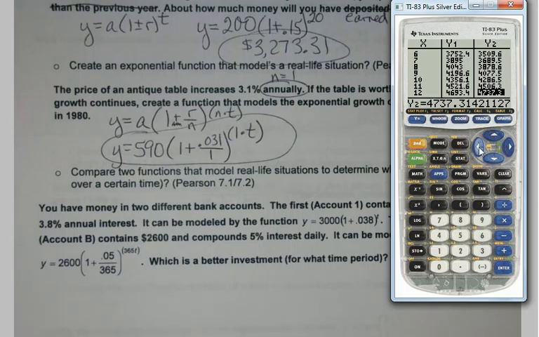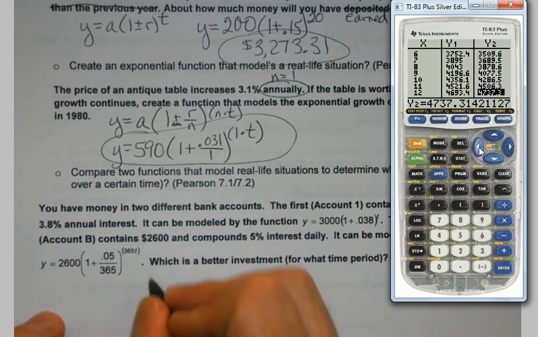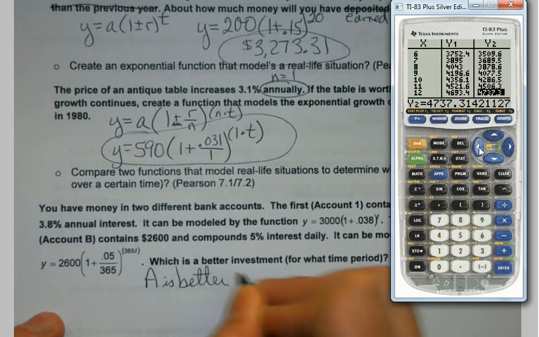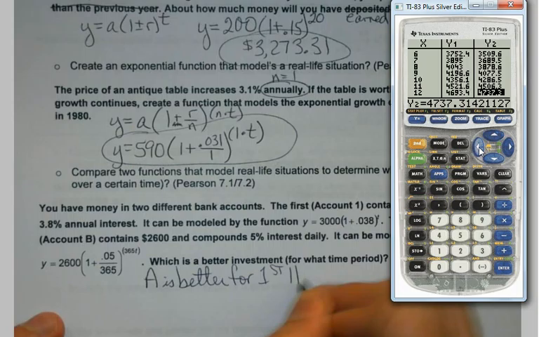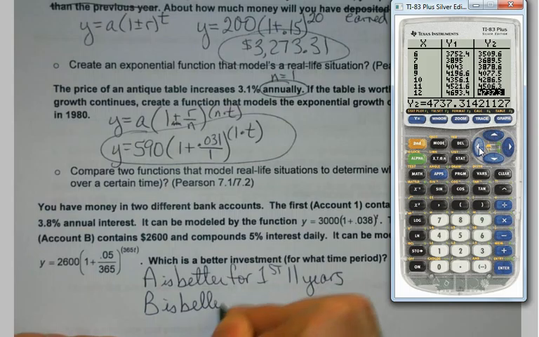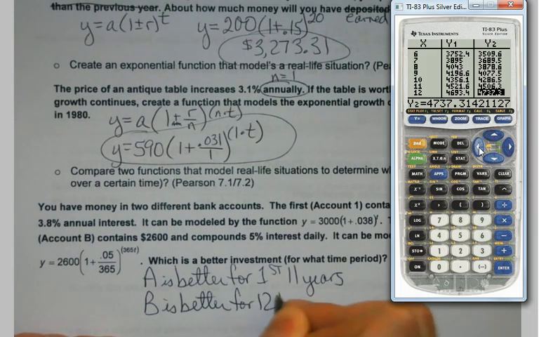So the question is, which is a better investment for what time period? Explain thoroughly. Okay, so A is better for the first 11 years. So if you're only going to invest in something for like 10 years or less, A is a better option. I'm going to end up with more money. But B is better for 12 plus years. So like if you're doing it in a retirement account, you're not going to retire for 30 years, B is the better option.